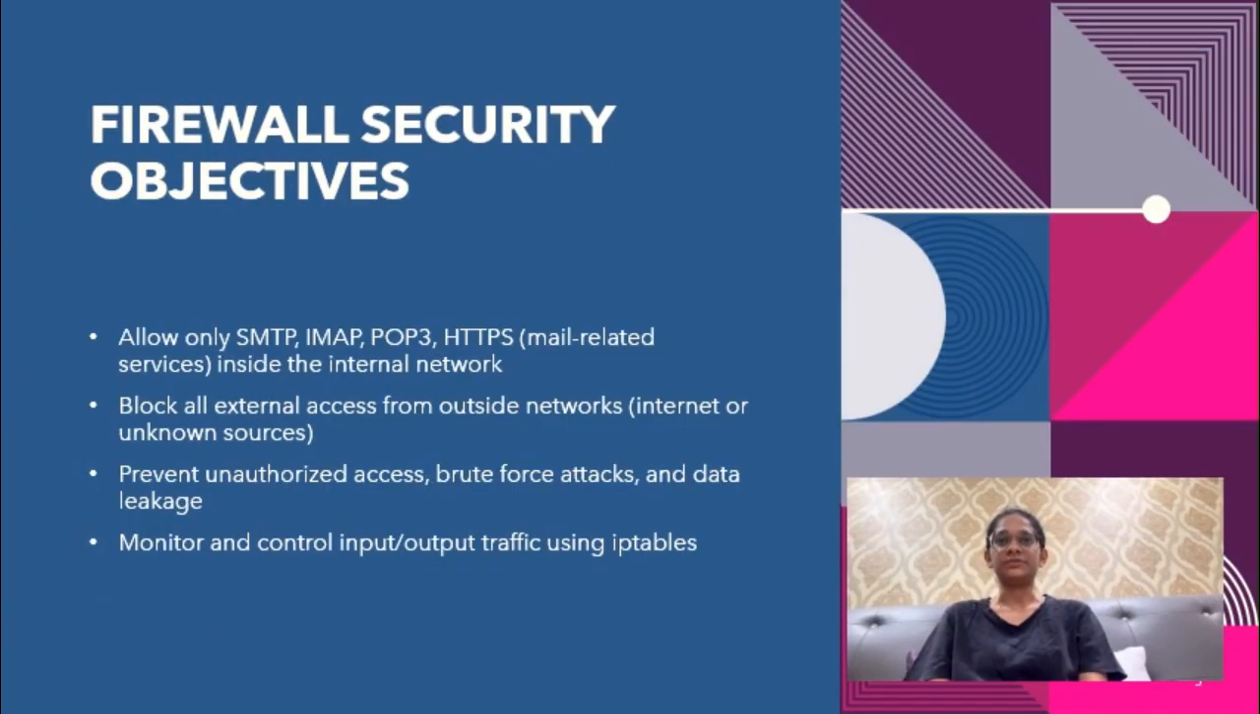Firewall security objectives. First, allow only SMTP, IMAP, POP3, HTTPS, mail-related services inside the internal network. Second, block all external access from outside networks, which is the internet or unknown sources. Third, prevent unauthorized access, brute force attacks, and data leakage. Fourth, monitor and control input and output traffic using IP tables.